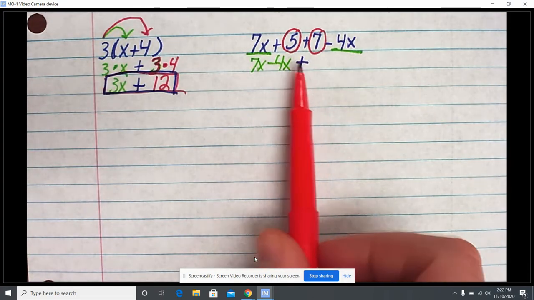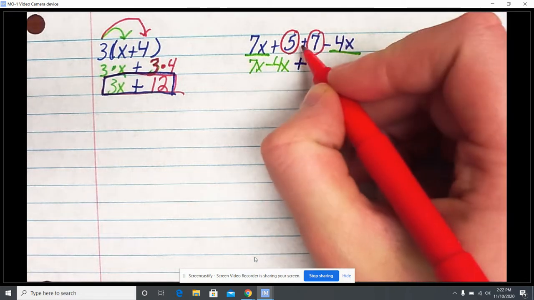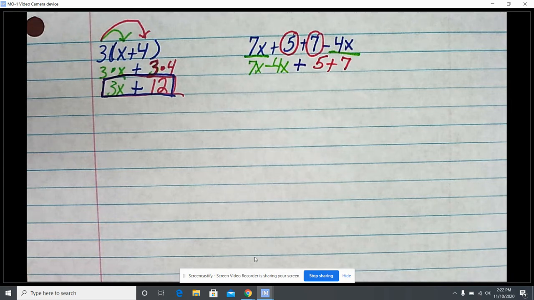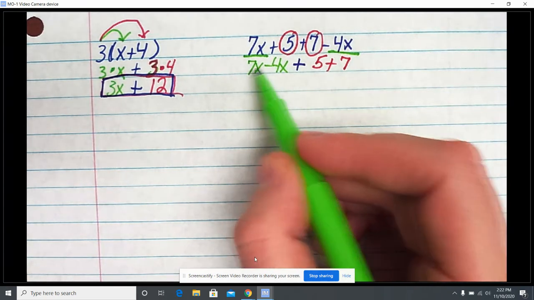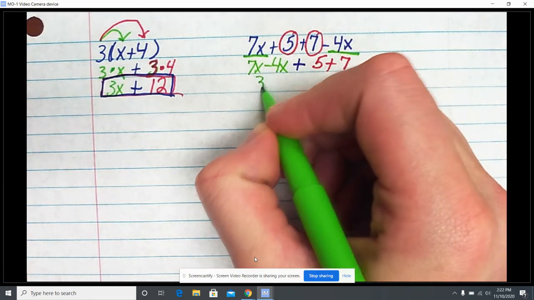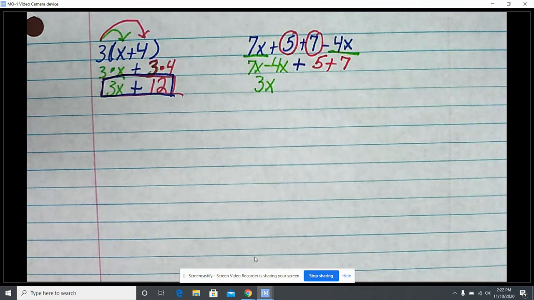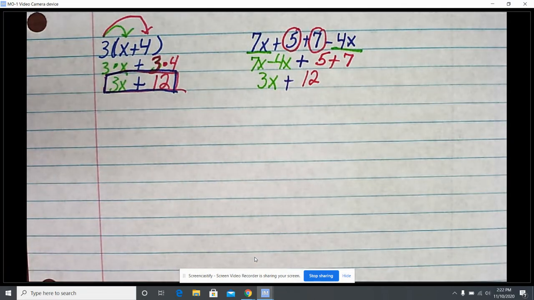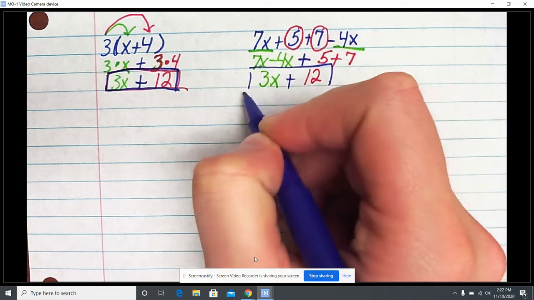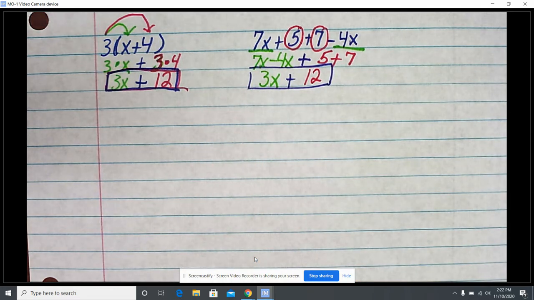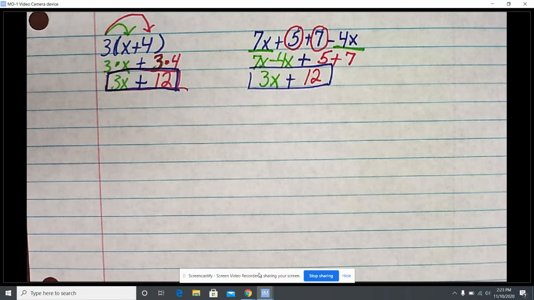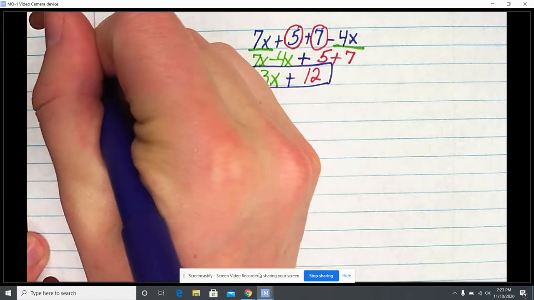And then my terms that I circled, my constants, there's a plus sign in front of my 7, so I'm taking 5 plus 7. So when I work that out, 7, 6, 5, 4, 3, so 3x plus 12. And so when I go back, hold on, let me label these for you all so you know what ones I'm doing.